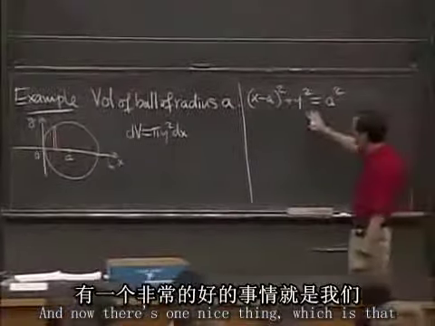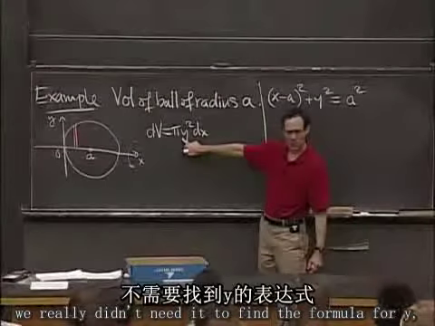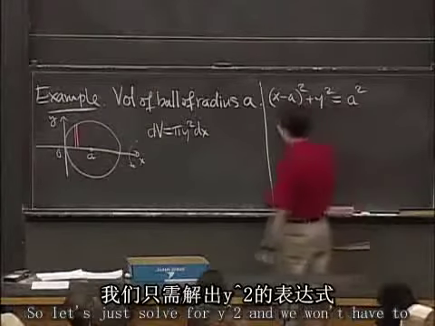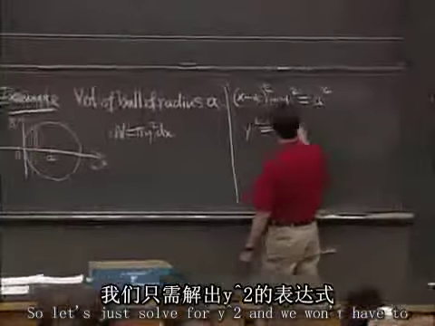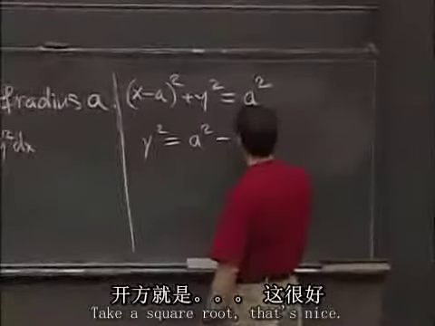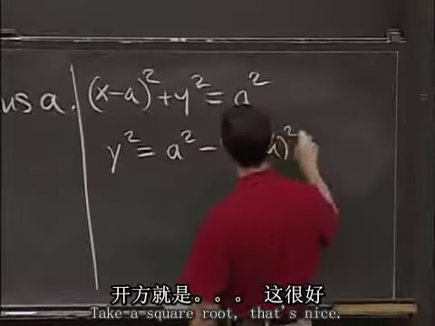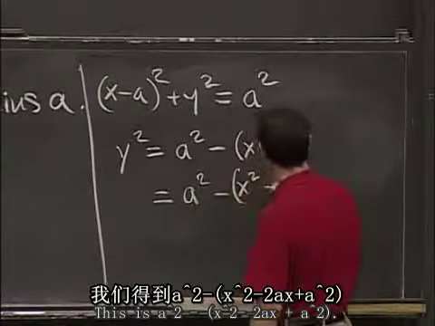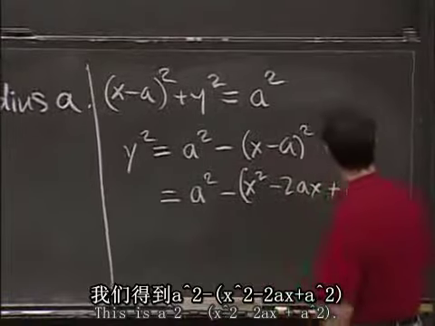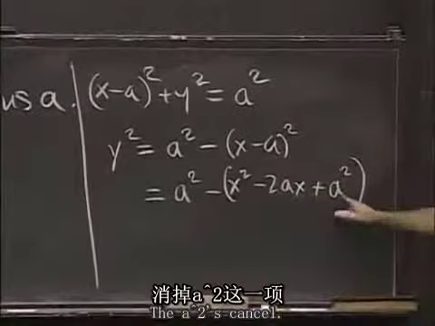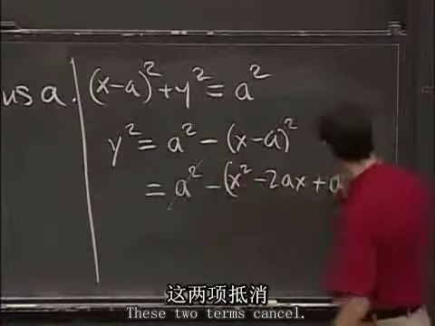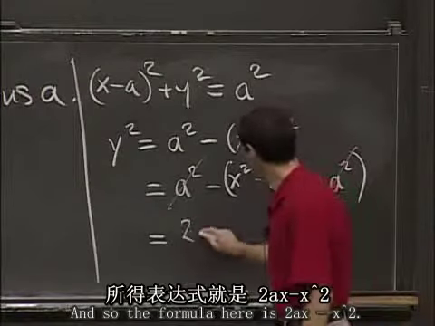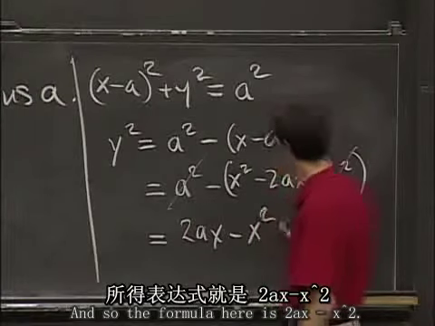And now there's one nice thing, which is that we really didn't need to find the formula for y. We only needed to find the formula for y squared. So let's just solve for y squared, and we won't have to solve a quadratic or anything. Take a square root. That's nice. This is a squared minus x squared minus 2ax plus a squared. The a squareds cancel. These two terms cancel. And so the formula here is 2ax minus x squared.